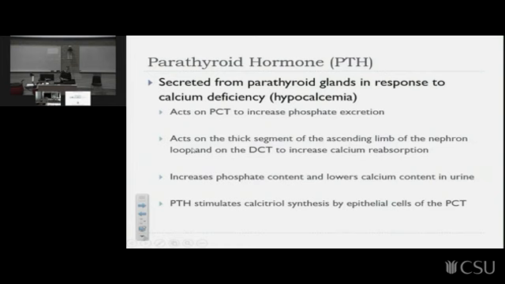And then the parathyroid hormone also stimulates calcitriol synthesis by the epithelial cells of the proximal convoluted tubule. So the proximal convoluted tubule absorbs about 65% of the glomerular filtrate, so the stuff that's been filtered through the glomerulus, and then returns it to the bloodstream via the peritubular capillaries, depending on what solutes we've got in the blood. So things like hydrogen will get excreted, while sodium, depending on salt levels in the blood, will either get excreted or reabsorbed back into the bloodstream through those peritubular capillaries.